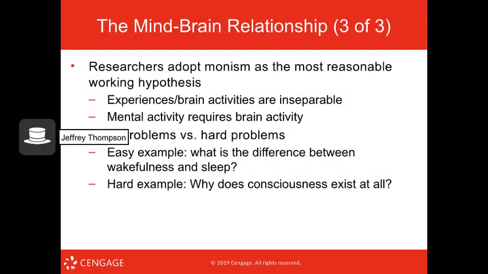So we have basically accepted monism as the most reasonable hypothesis for this mind-brain relationship because experiences and brain activities are inseparable, right? You stimulate one part of the brain, you're going to see an effect on the person's behavior. And mental activity requires brain activity. If I'm thinking right now and you hooked me up to an fMRI or anything, you'd be able to see that there were changes in my brain as I start thinking, as I start trying to learn something new.